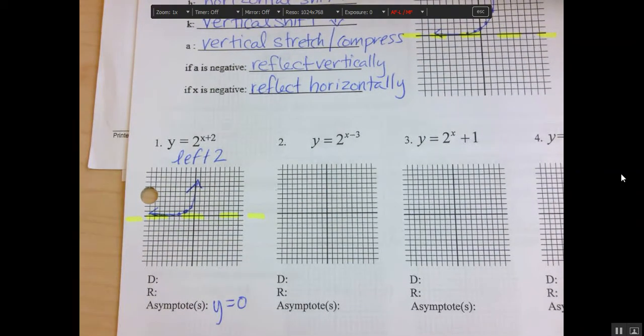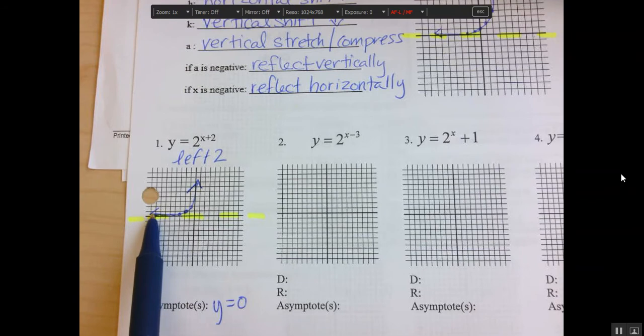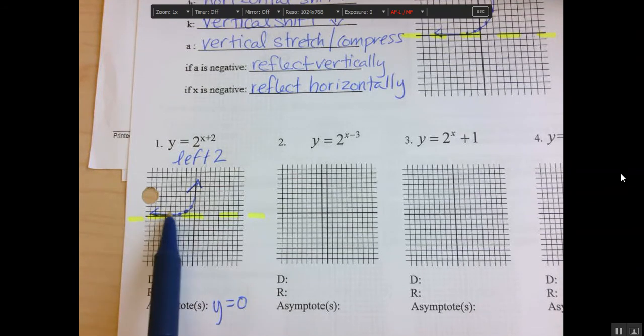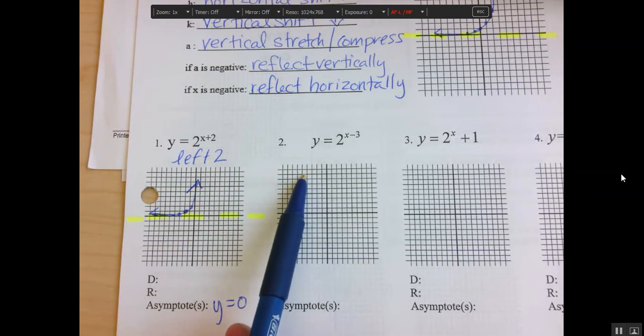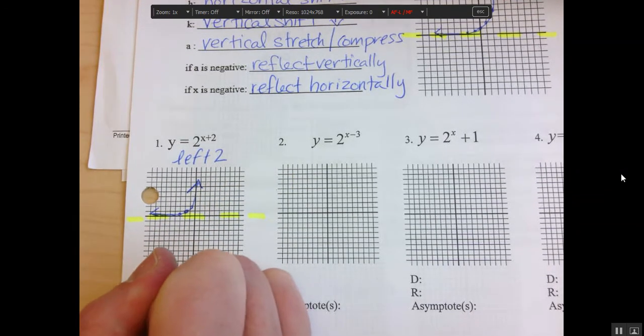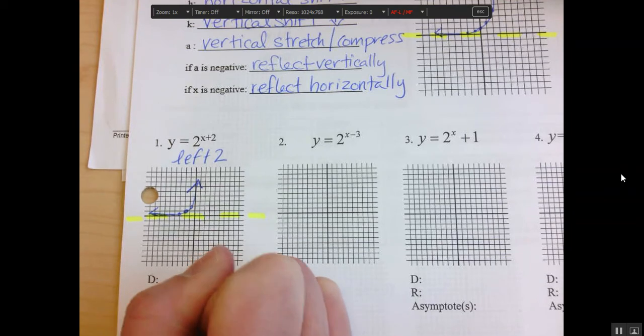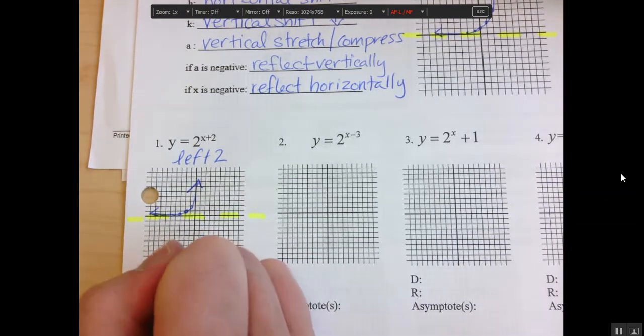What's the domain of this function? Starts over here at what? Negative infinity, and it continues going until positive infinity. Thank you. Oops, I put it for the range, and that's not the range, is it?